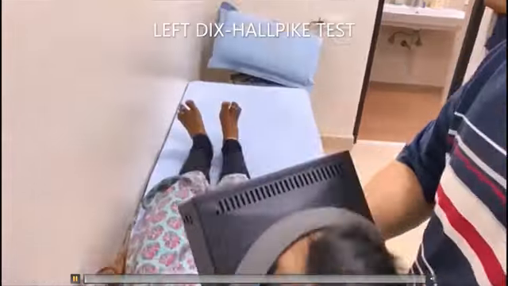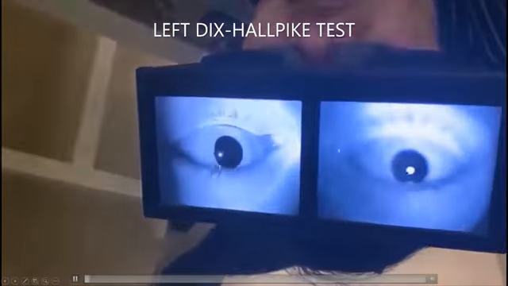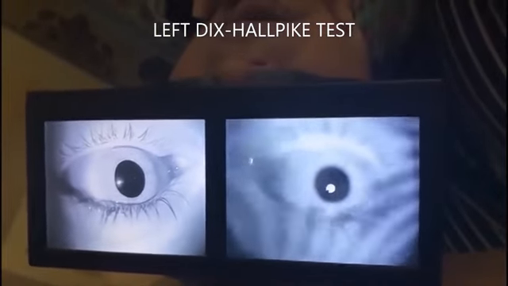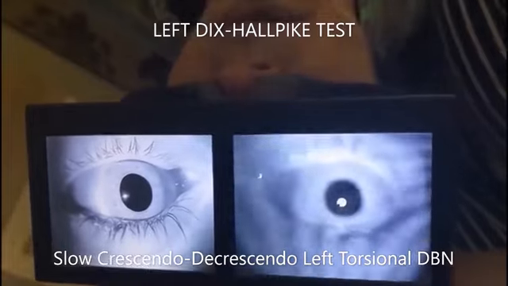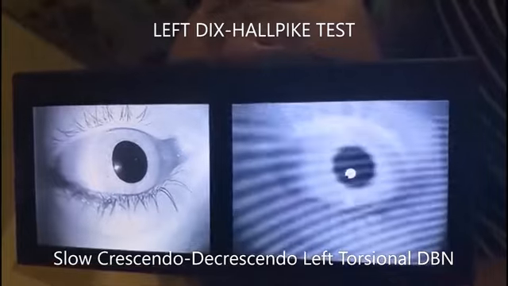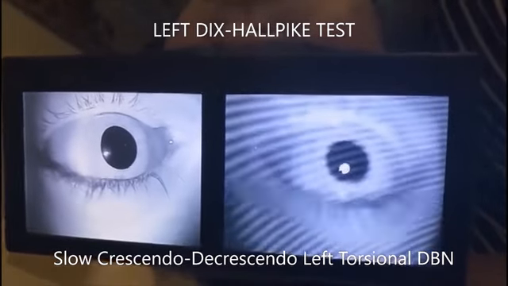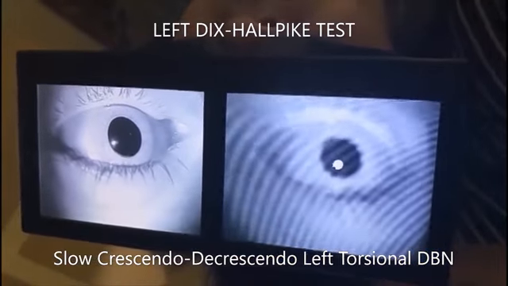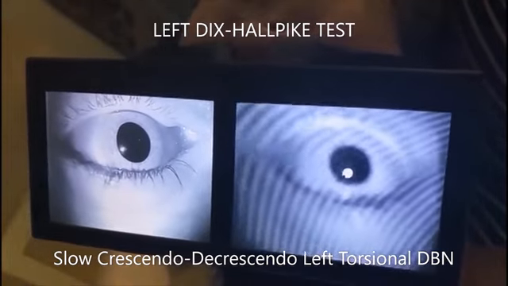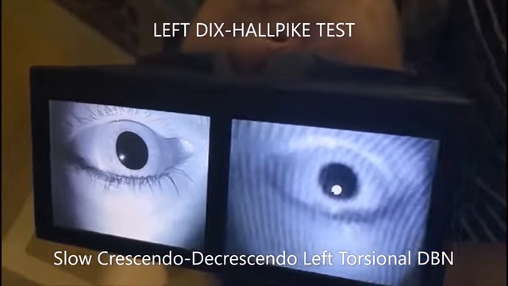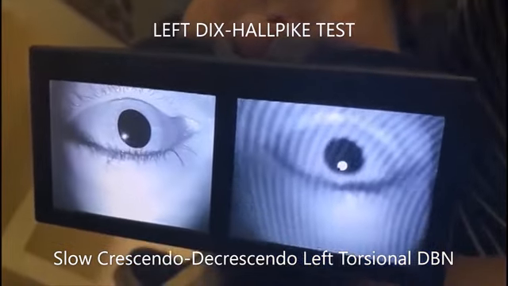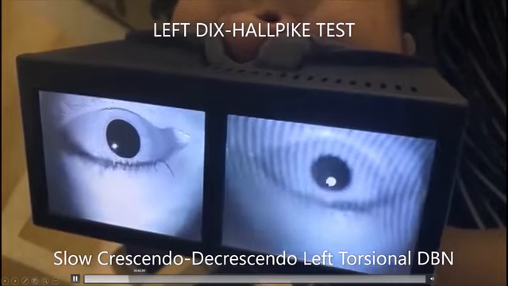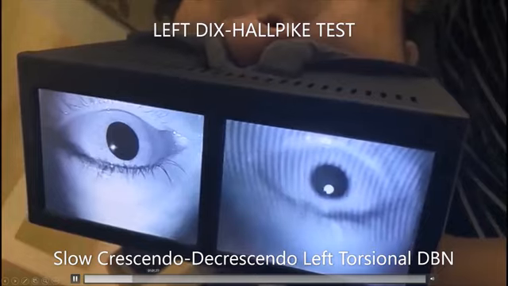The left Dix-Hallpike test elicits a slow crescendo-decrescendo downbeat nystagmus with a left torsional component. So this nystagmus is generated by the otoconal debris in the right-sided non-ampullary posterior semicircular canalolithiasis. This was a pretty long nystagmus of 1 minute duration. I have scrolled it to almost 1 minute.